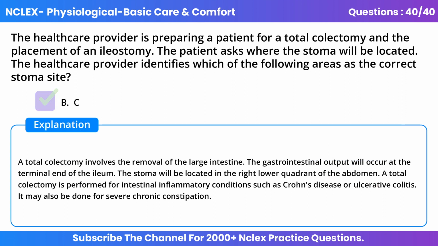A total colectomy involves the removal of the large intestine. The gastrointestinal output will occur at the terminal end of the ileum. The stoma will be located in the right lower quadrant of the abdomen. A total colectomy is performed for intestinal inflammatory conditions such as Crohn's disease or ulcerative colitis. It may also be done for severe chronic constipation.